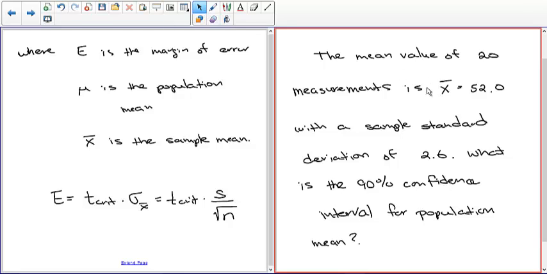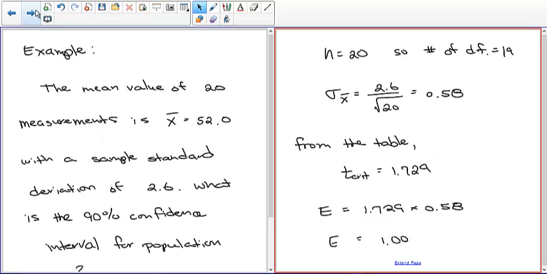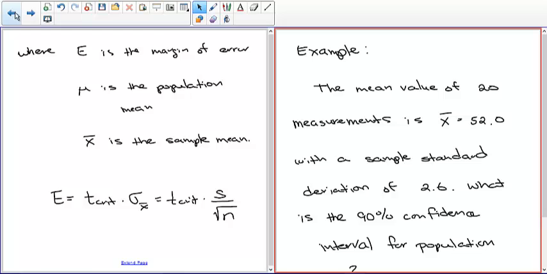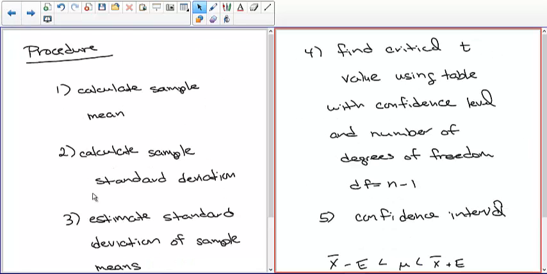We've already done steps 1 and 2 because we already have the mean and the standard deviation. So we skip. We have the number of samples, 20. Degrees of freedom is 19. The standard deviation of the sample means is the sample standard deviation divided by the square root of the number of data points. So that's 0.58. So what step was that? Go back here. Estimate standard deviation of sample means. Okay, that was step 3.